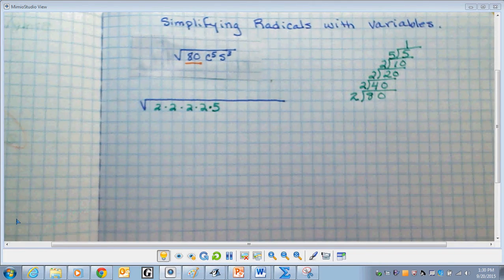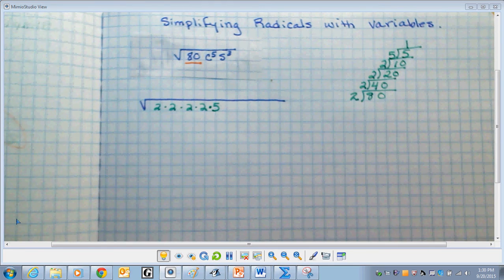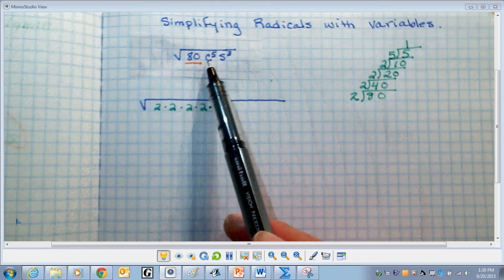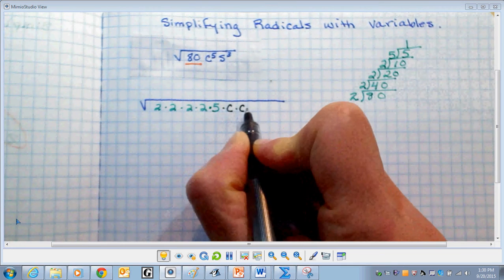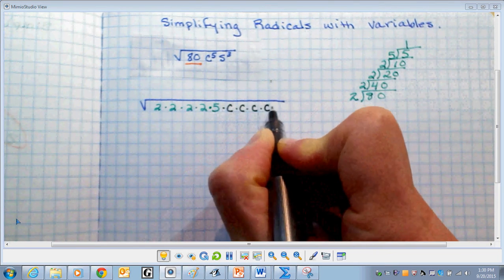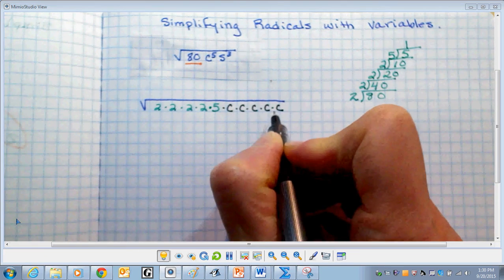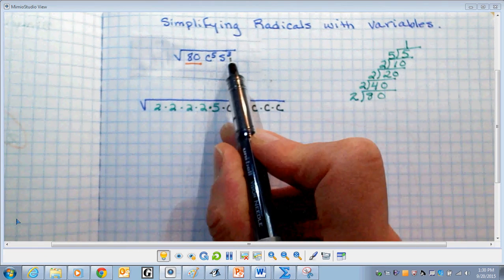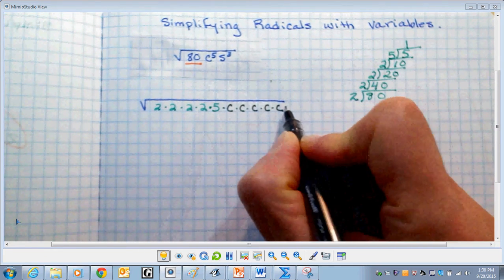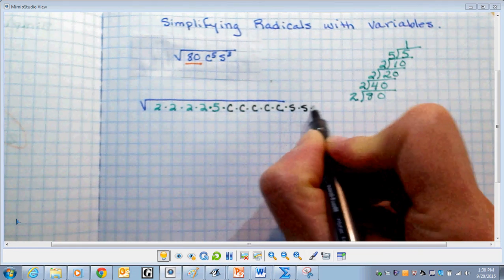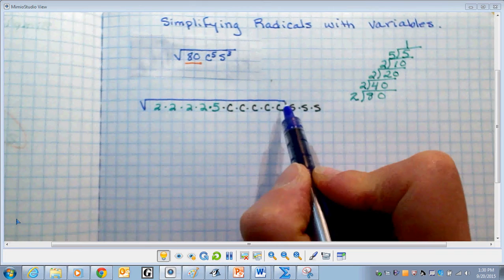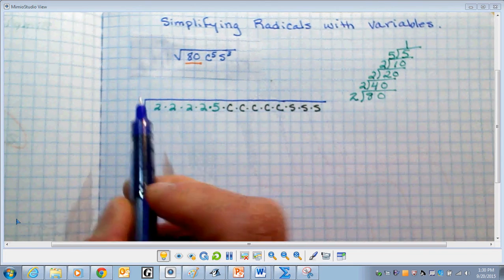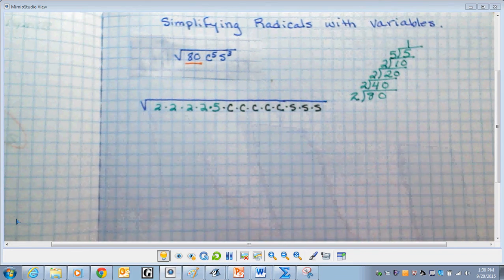Now what we need to do is write our prime factors for c to the 5th. So that would be c times c times c times c times c. And then I have to write my prime factors for s cubed, which is s times s times s. Okay. So because this is a square root, in here it's understood to be a 2.